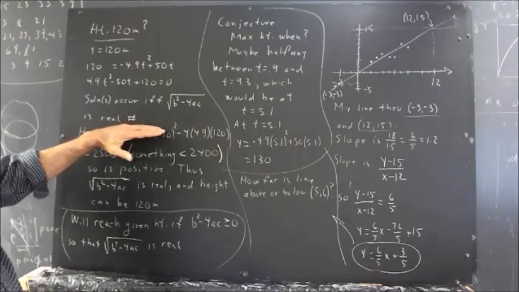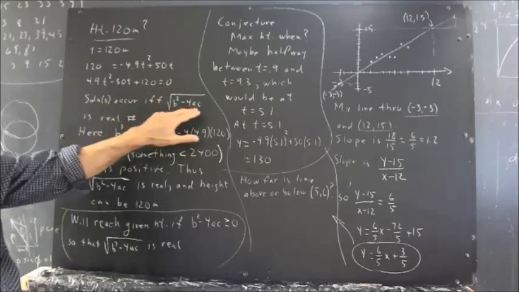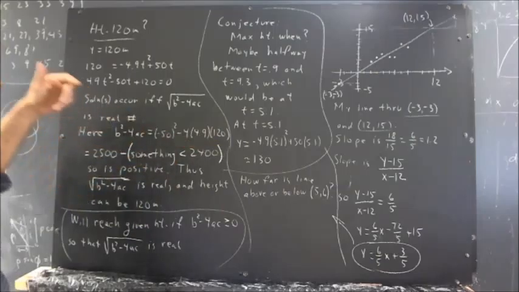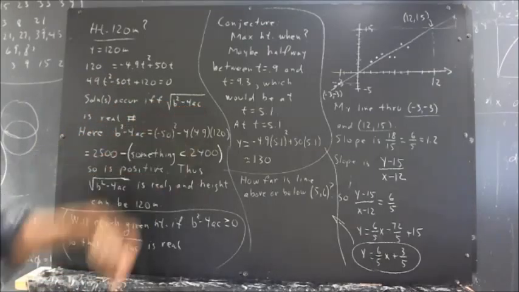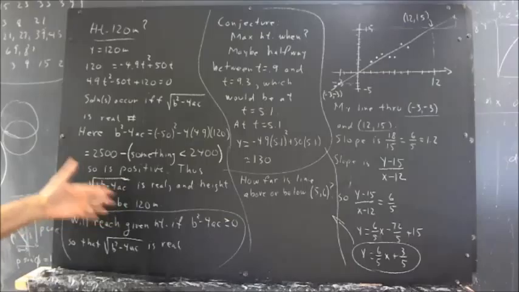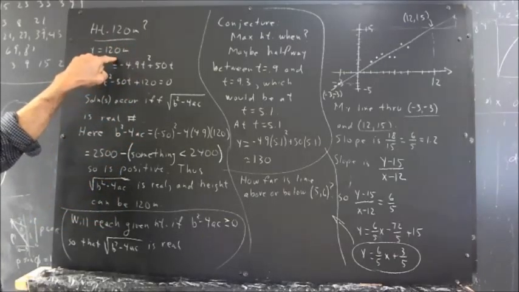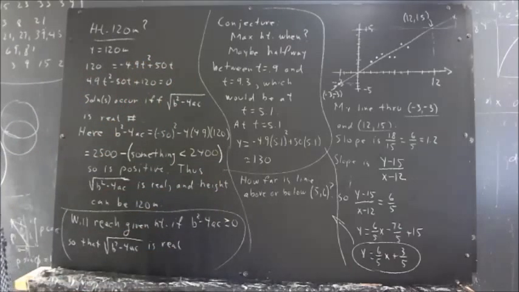The one thing you do have to think about here is the fact that this equation will have solutions if and only if b squared minus 4ac is greater than or equal to 0, and you can easily evaluate that since you have the equation. Having determined that you do have a positive number under here, you know then that actually you have two solutions to the equation, and in any case 120 meters is going to happen. Once on the way up, once on the way down.